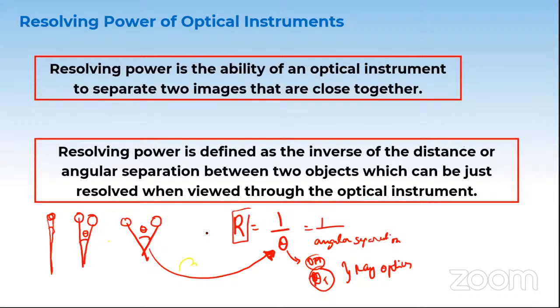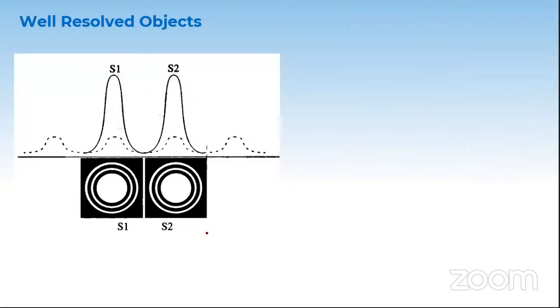Okay. So I hope I'm clear here. Let me show you the diagrammatical representation. This is an example of a well-resolved object. You can notice that this source S1, the first light bulb, and the second light bulb are clearly distinguishable. I can separate both of them very clearly. So they are called well-resolved objects.